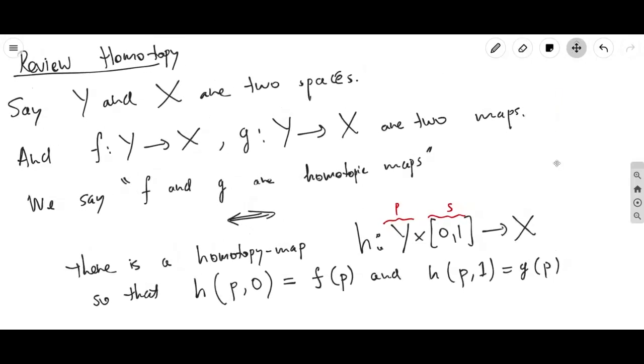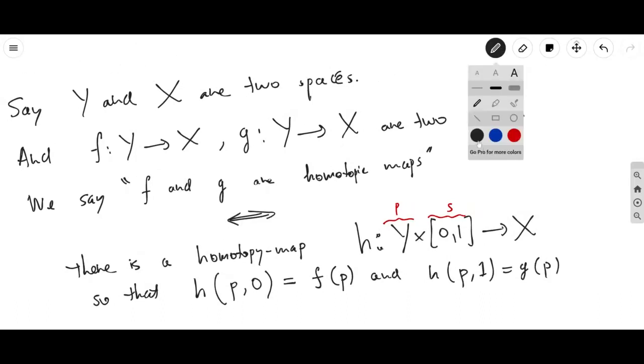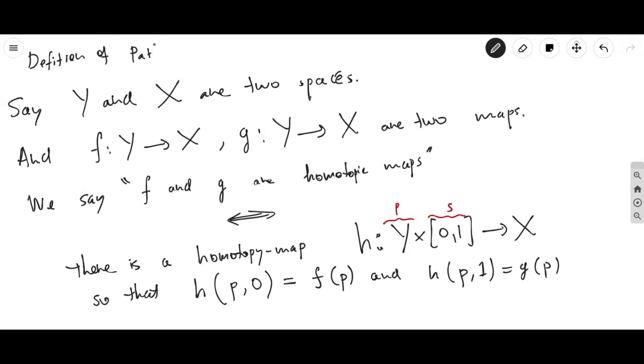And now we're going to remove the word review, and this is going to be the definition of something that's very similar, but a little bit different. This is called path homotopy. This is not the definition of homotopy, this is the definition of path homotopy. Essentially what we're going to do is make this Y be the interval from 0 to 1, because we want to have a path. So let's change this up a little bit.